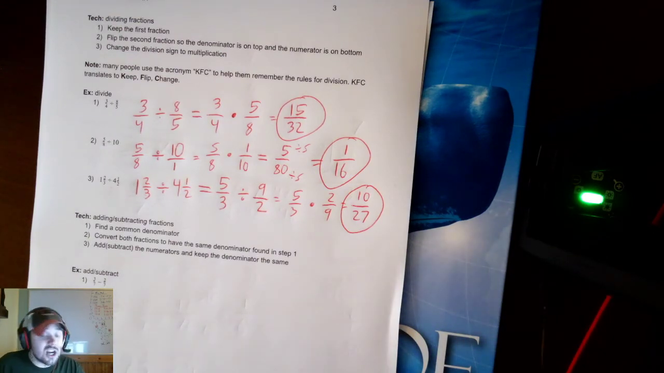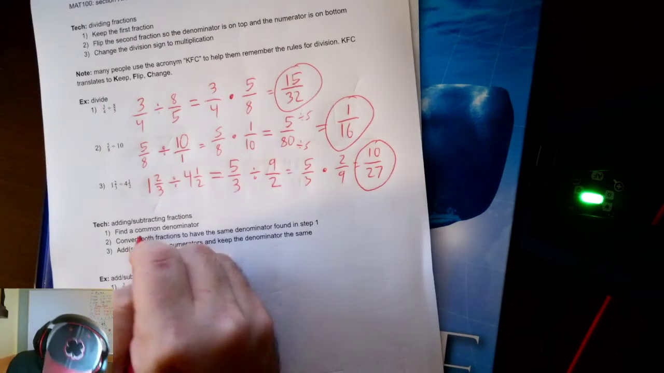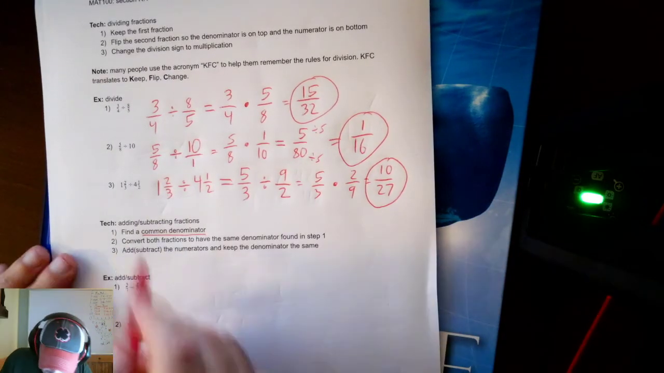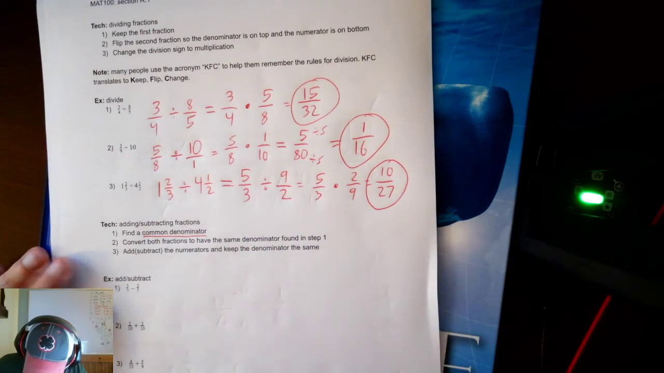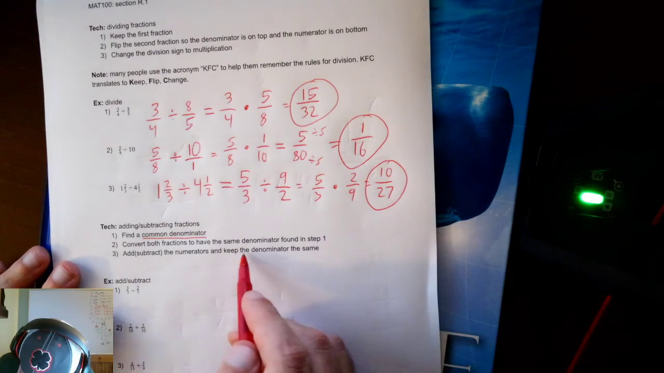So, let's talk about adding and subtracting. Adding and subtracting is much harder with fractions because of this first step, common denominators. We need common denominators. And then we convert both fractions to have the same denominator found in step 1. And then step 3 says add or subtract the numerators to keep the denominator the same.